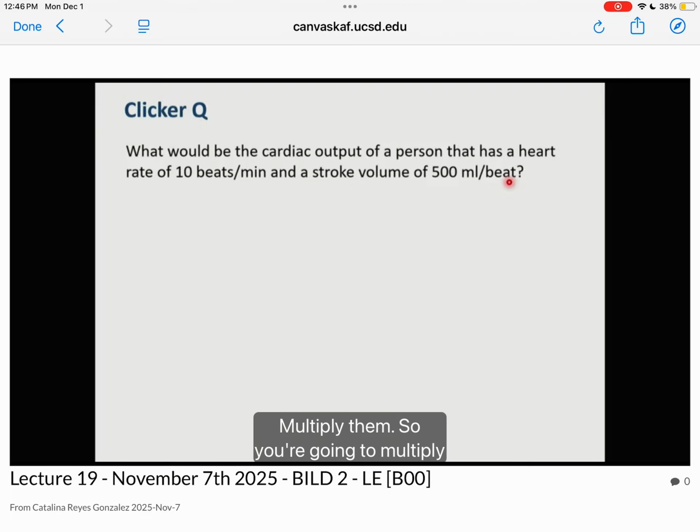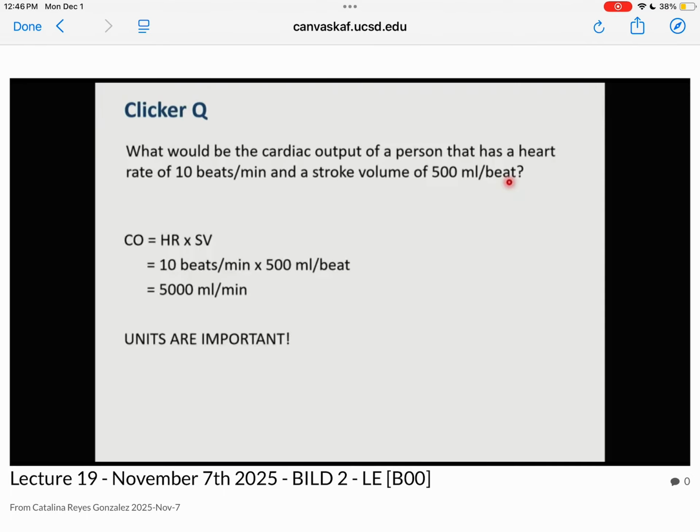Multiply them. So you're going to multiply 10 beats per minute times 500 mils per beat. Cardiac output is heart rate times stroke volume, so you multiply them, you get 5,000, right? Remember, units are important, so you're going to cancel beats, and you end up with mils per minute. Okay, make sure you include the units.